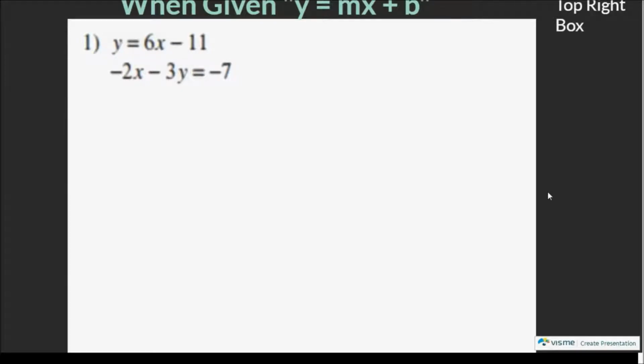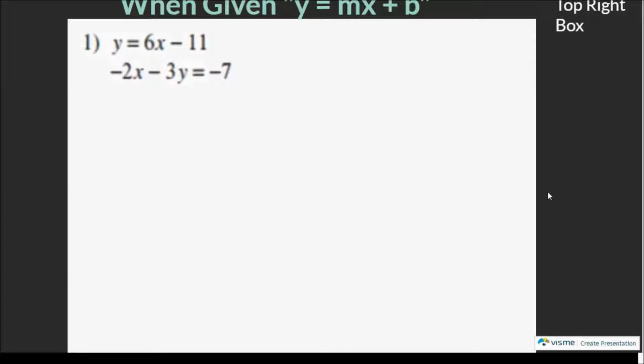Okay, so there's several things you need to make sure you have before we start. You need to make sure in your top right box that you write down where it says, when given y equals mx plus b. So one of your equations is already written in slope-intercept form. Here's what you're going to do. I'm going to give you a second to write this down, and then we'll go through it.